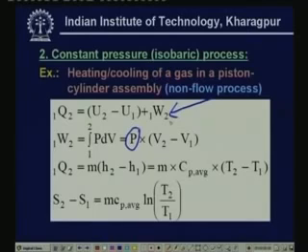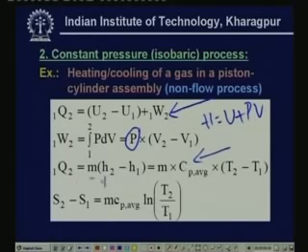So work done during a constant pressure process is nothing but P into delta V or P into V2 minus V1. And the heat transfer can also be written in terms of enthalpy difference. For example, if you are substituting this here, and if you are using the definition of enthalpy, H is U plus PV and P is constant here, you can get this equation. Okay, that means you can write 1Q2 as m into H2 minus H1, where m is the mass of the system and H2 is the specific enthalpy at the final state, and H1 is the specific enthalpy at the initial state.